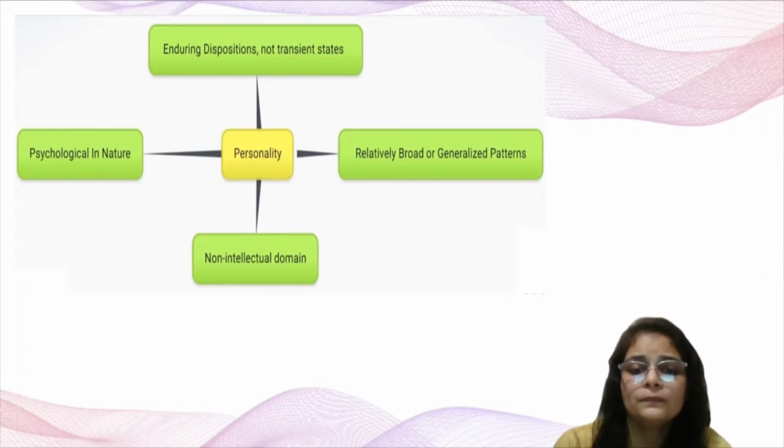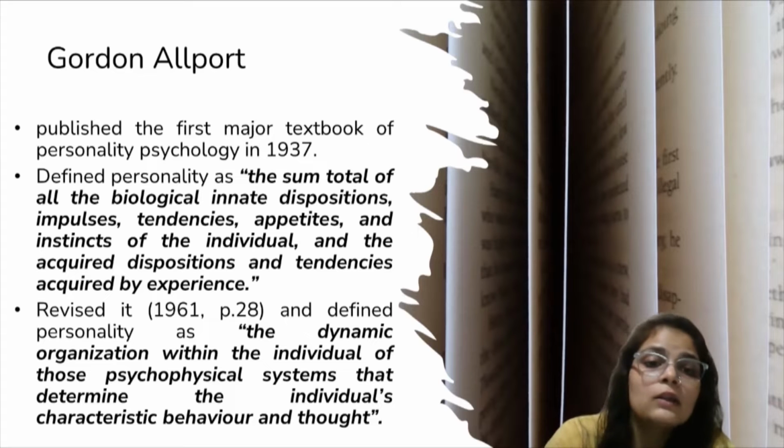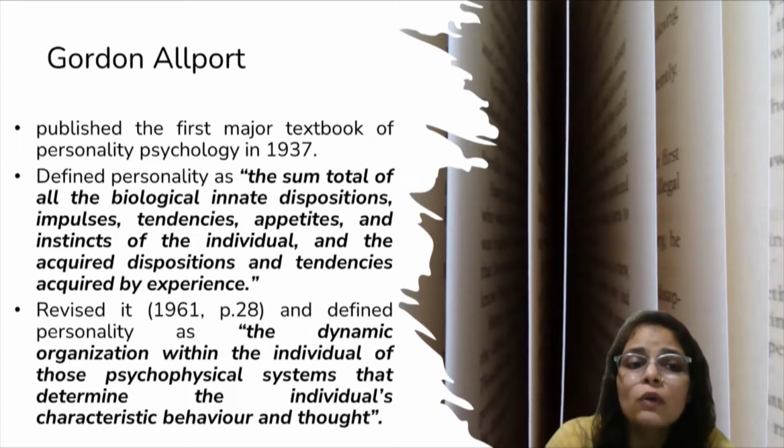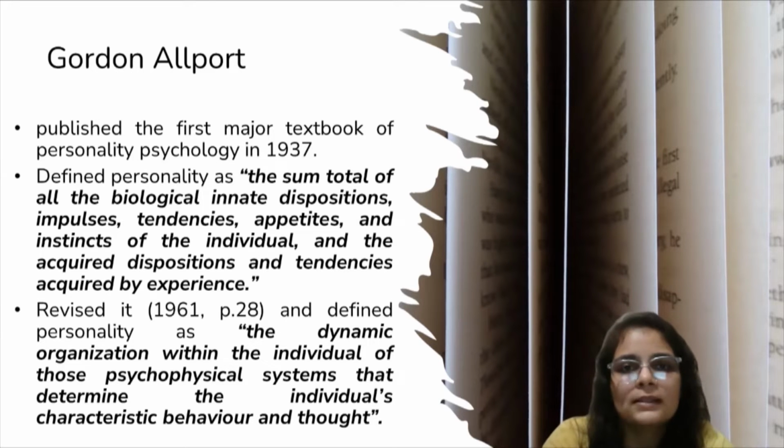Moving ahead with the scientific definition of personality, Gordon Allport was the first psychologist who published the first major textbook of personality psychology in 1937. According to him, personality is the sum total of all the biological innate dispositions, impulses, tendencies, appetites, and instincts of the individual, and the acquired dispositions and tendencies which are acquired by one's experiences.